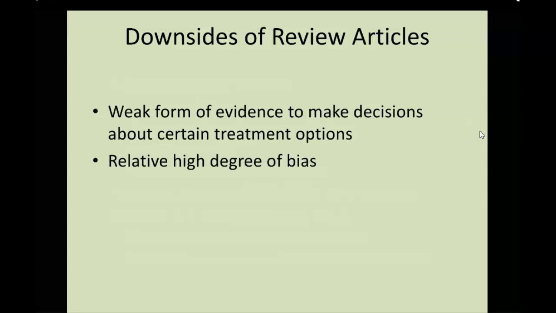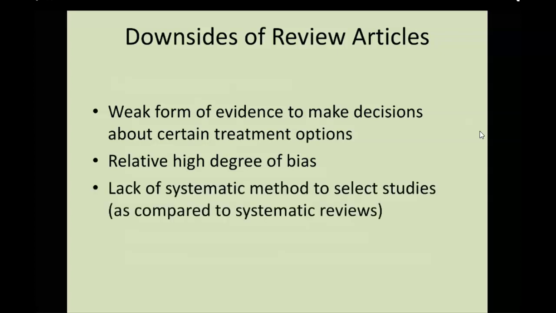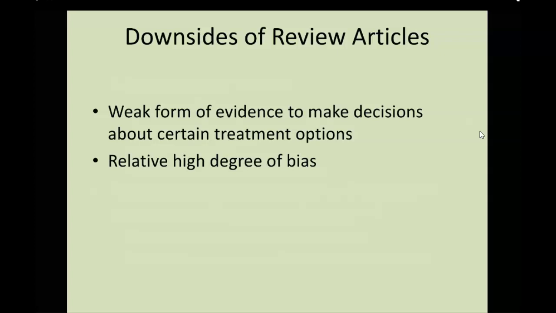form of evidence. There is a relatively high degree of bias in there, and that's usually because even though there might be a level of systematic approach to selecting the literature for a review article, it tends to be less organized and less standardized than for systematic reviews, particularly when meta-analyses are involved. So that automatically leads to a greater degree of bias.